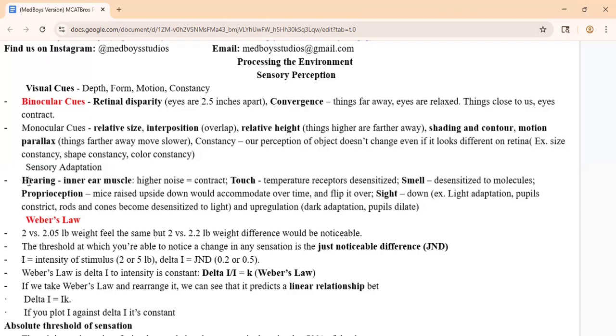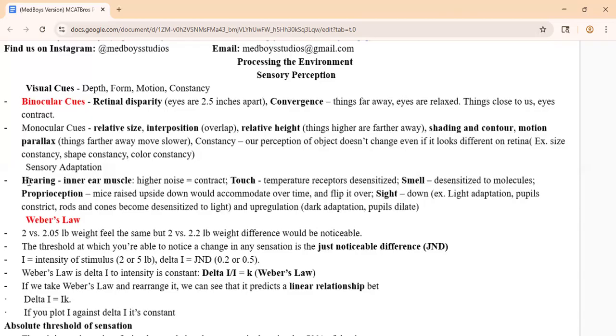Our body's main goal is to adapt. You could put your body through so much, and it's going to do everything that it can to adapt. It does this through sensory adaptation. So we have hearing: once you hear a loud noise, your ear muscle will contract. We have touch, where temperature receptors desensitize. Smell also desensitizes. Imagine you walk into a room and you smell something so yummy. Eventually you become desensitized to that smell, and you don't smell it as much as when you first walked in.